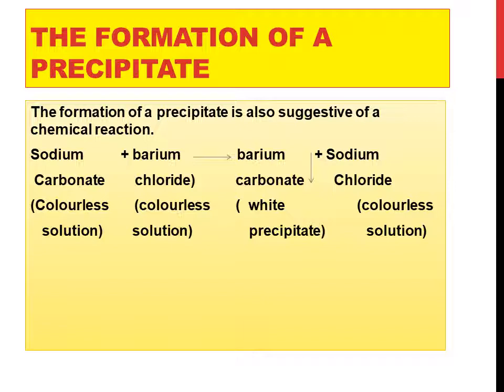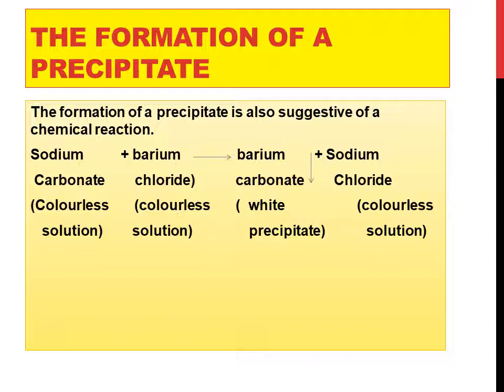You can learn the example here. We have sodium carbonate on reaction with barium chloride. Both the solutions are colorless in nature. After the chemical reaction has occurred, it gives barium carbonate. See here, we have placed a downward arrow which tells us that the product is a precipitate, and it is white in color. It also gives sodium chloride as a colorless solution. So the formation of a precipitate is also one of the characteristics of a chemical reaction.